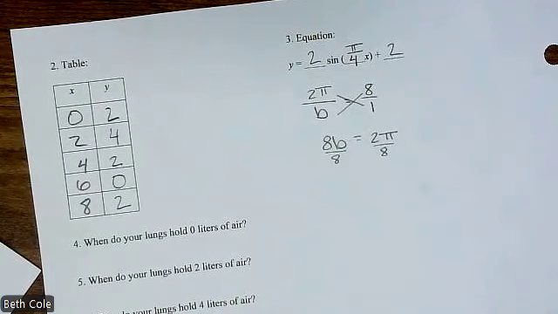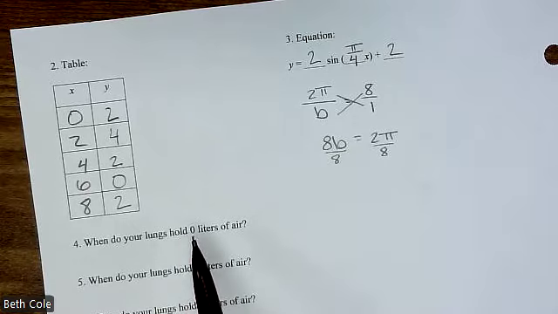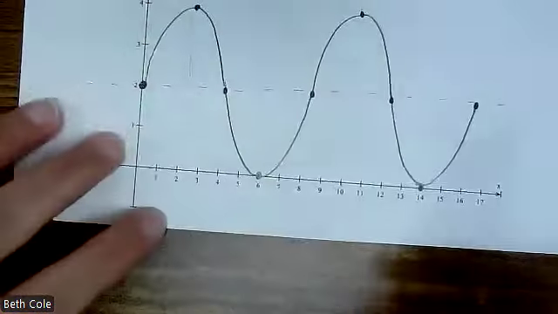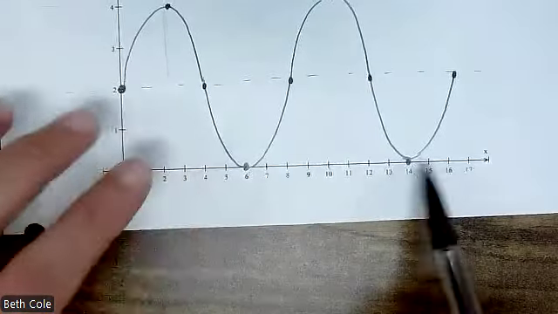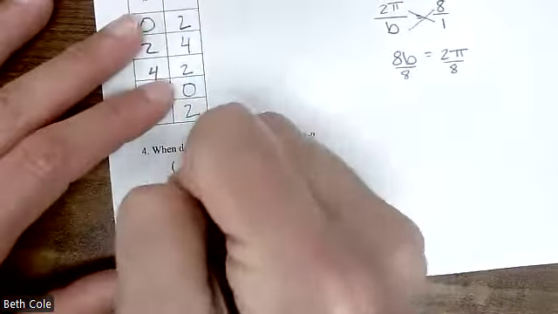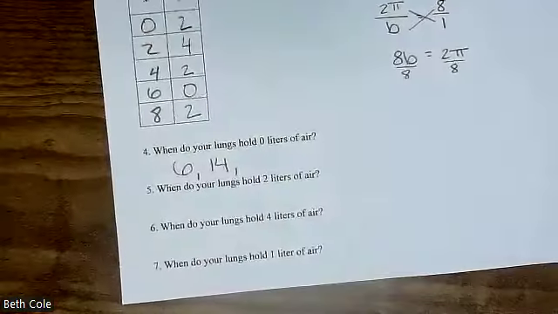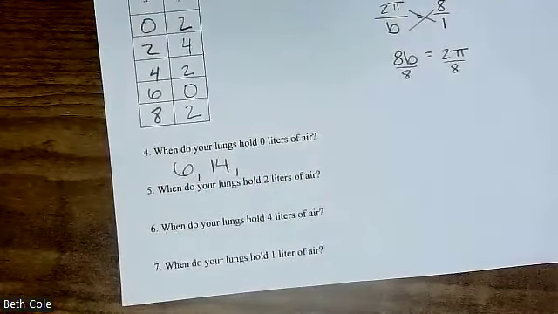And then I threw a couple follow-up questions in here. And this is kind of what I'm leading up to. Again, I'm doing this as a lead up to what we're going to do today. So at what times do your lungs hold 0 liters of air? So where are our zeros on here? 6 and then 14. So 6, 14. When would the next one be? Could you continue it?